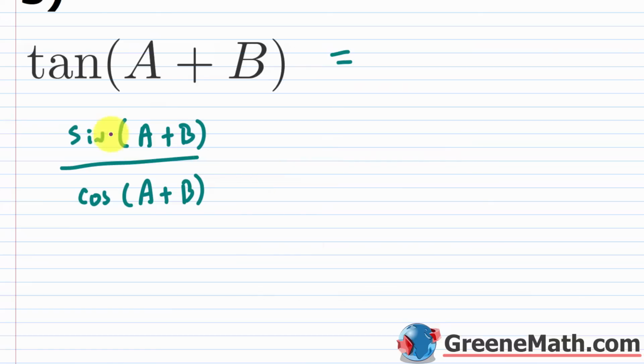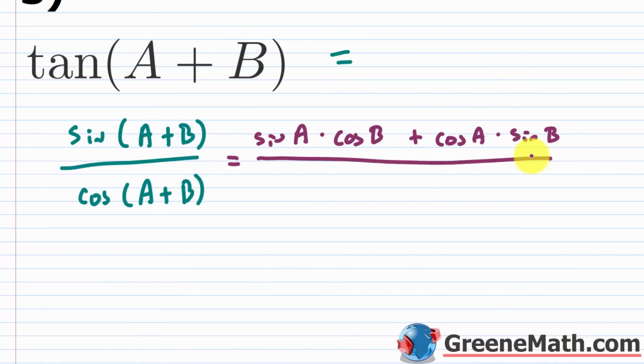Now, we know how to use the sum identity for sine and the sum identity for cosine. So I'm going to say that this is the sine of A times the cosine of B. And then I'm going to say that this is plus, this will be the cosine of A times the sine of B. Now this is going to be over, down here, you would have the cosine of A times the cosine of B, and then minus your sine of A times your sine of B.